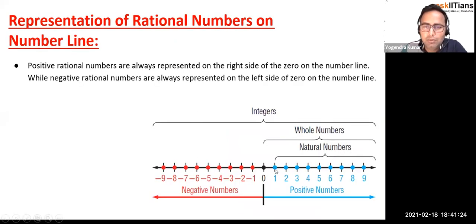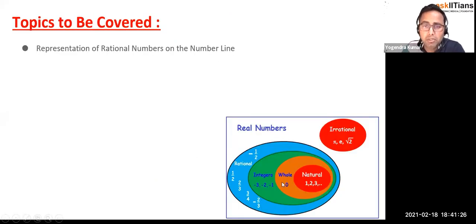Rational numbers include natural numbers, whole numbers, integers, fractional numbers, and decimal numbers. All of these are rational numbers. Irrationals are like pi, e, root 2. Those you will do later on. As of now, you need to understand the rational numbers.